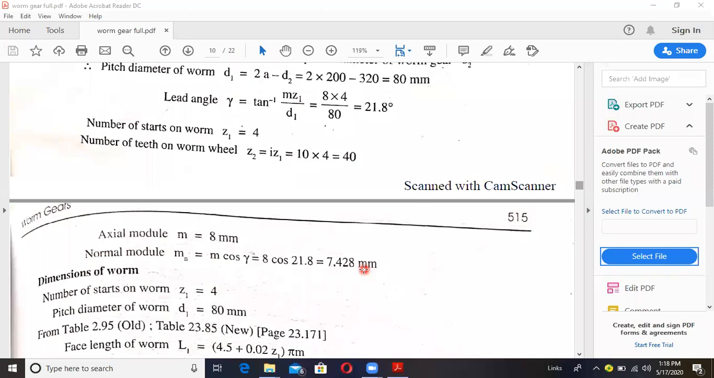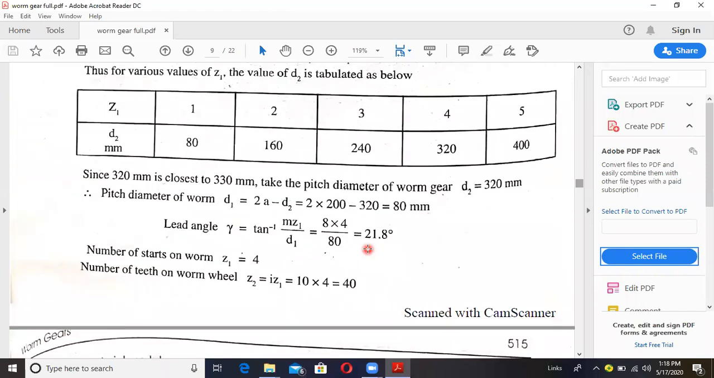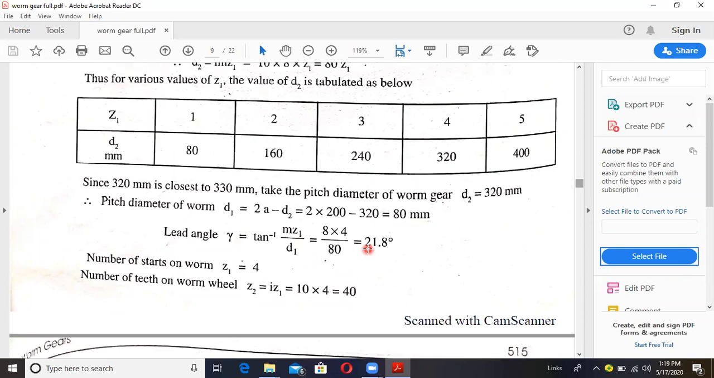So up to here, it is the calculation of dimensions of the worm and the worm gear. That is the calculation of D1, D2, Z1, Z2, then N1, N2, gamma, module and normal module. Any doubt up to here?